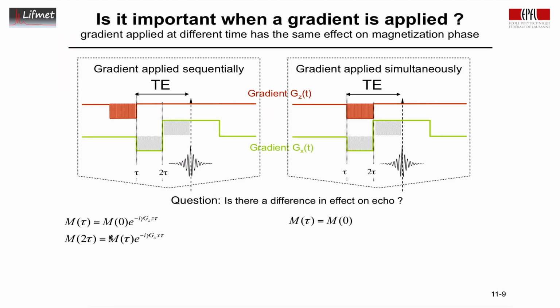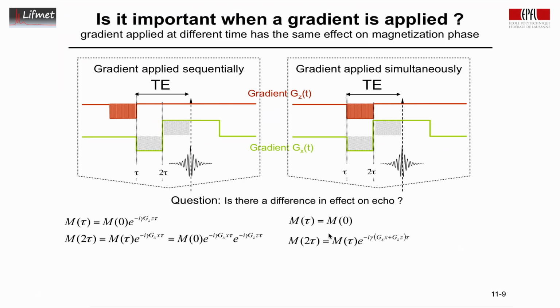At time 2 tau, we have the magnetization at time tau that we start with. We're always talking about transverse magnetization, of course, times e to the minus i gamma Gx times x times tau. The time from here to here is tau. So that's the magnetization at time 2 tau. And we can now substitute M of tau, the magnetization at time tau, into this equation here. We get this term that is over here.